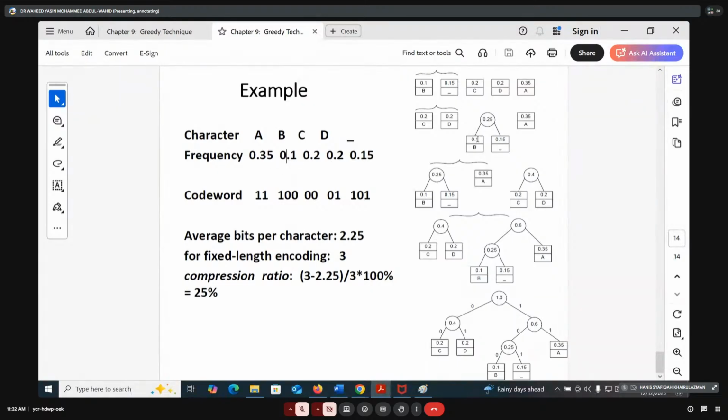So here, I want to make this one. This one is the same, but here I will merge two nodes, 0.15 and 0.1. These are the two minimum. So it will be 0.25. Okay. Let me draw this one here.